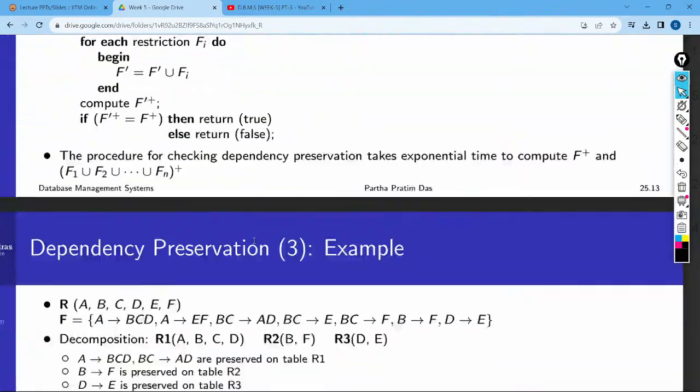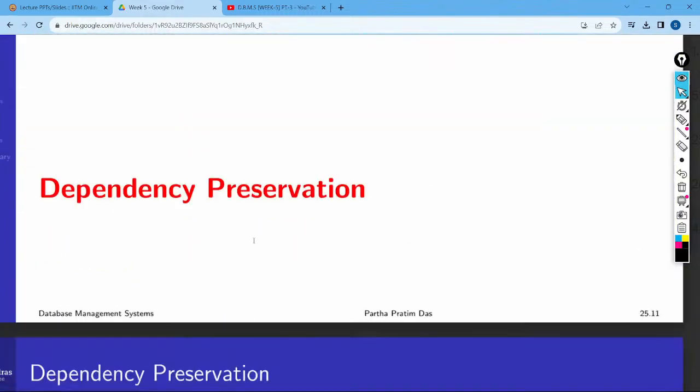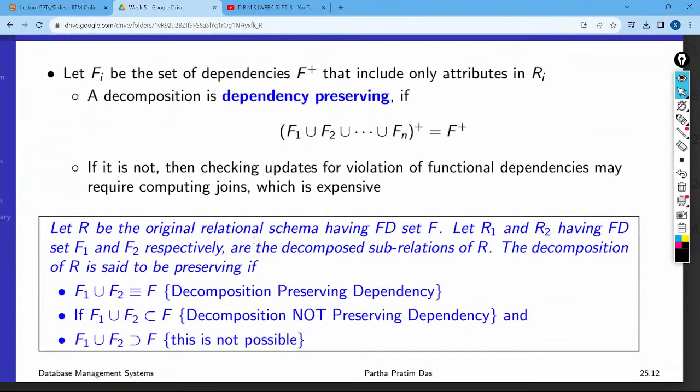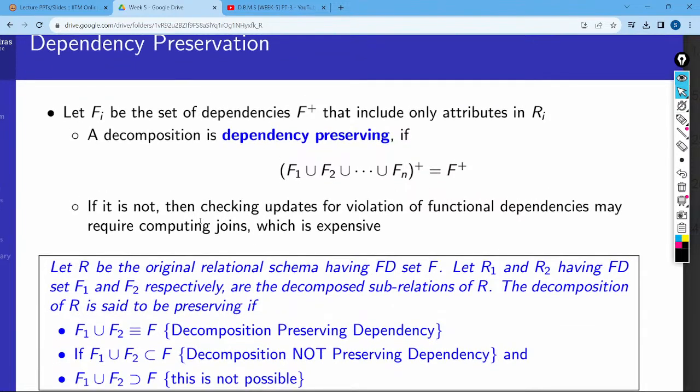Let's go. Dependency preservation, right? Now, what is dependency preservation? As I just told you, the union of the dependencies of the individual sub relations should result in the closure set of F, F plus. Okay, the closure set of F. So this is what we are looking for. The union of individual dependencies in all of the sub relations formed during decomposition should be equal to the original F.